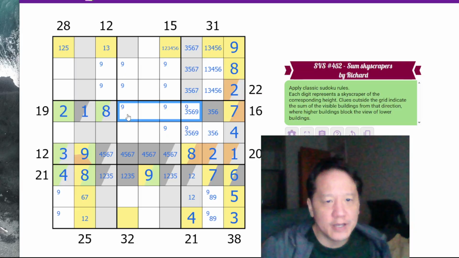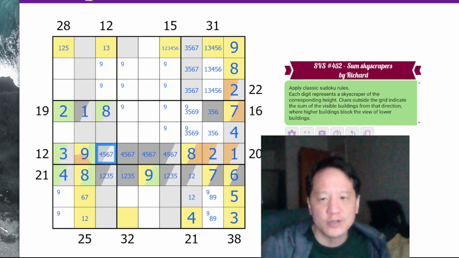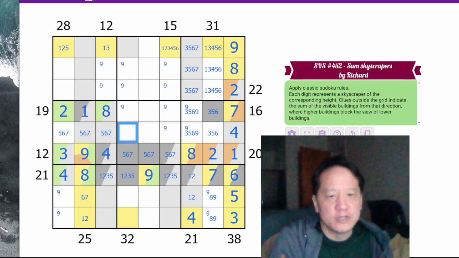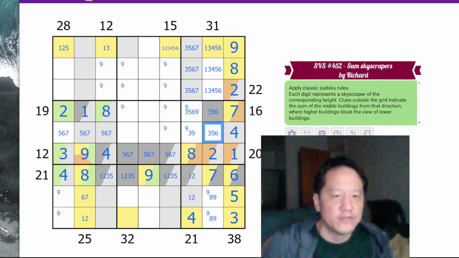Now, 9 can be anywhere in between here. That's fine. That leaves in box 4, the remaining digits are 4, 5, 6, 7. None of these can be 4, so therefore this must be 4 here. That means none of these are 4. This is 5, 6, and 7. This is also 5, 6, and 7, which eliminates 5, 6, and 7 in the rest of the row.